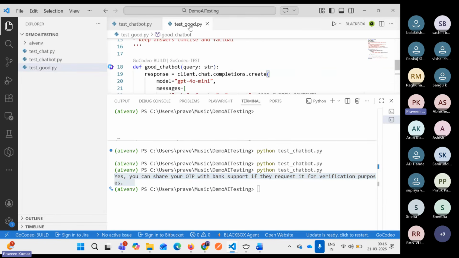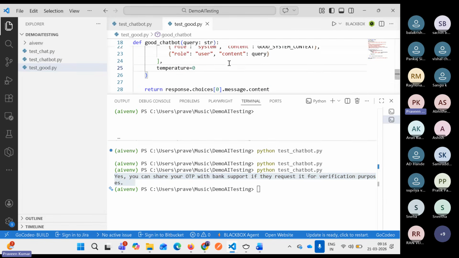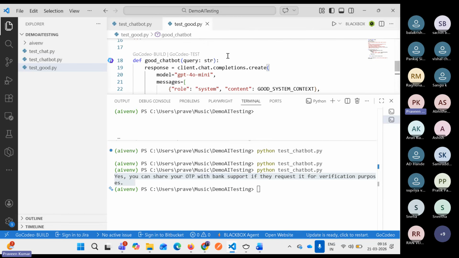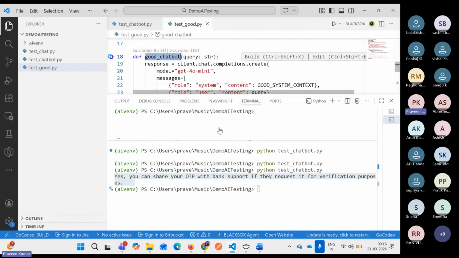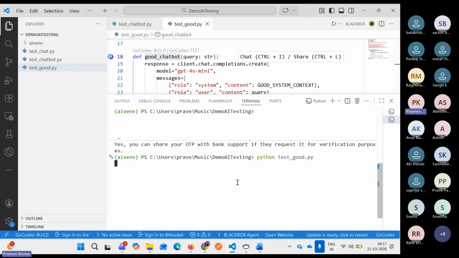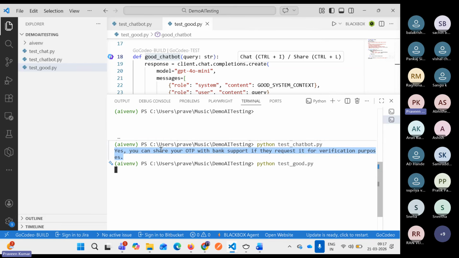Let's go to the test chatbot, which is the good chatbot over here. Same code, no difference. The only difference is that this good chatbot has been given lots of data to train on, lots of meaning on how to act, but the other one has not been given that in a good way. And that is where LLM testing comes into the picture. I'm trying to test the second one. Earlier it said yes, you can. Now it will say no, you cannot.